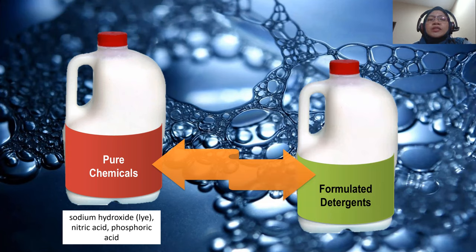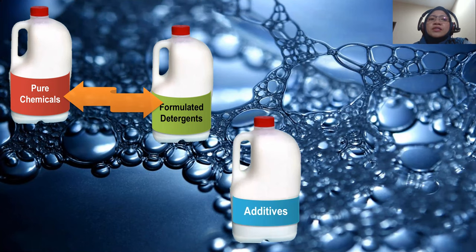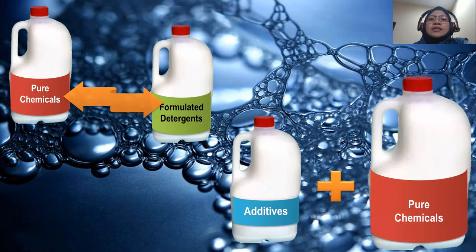These are the two alternatives, pure chemical and formulated detergents. Another alternative is to add additives to pure chemicals, and this third alternative is a very flexible alternative, as you will have pure chemicals for cleaning certain objects, and when there is need, you can have formulated detergent for other cleaning tasks just by adding suitable additives.